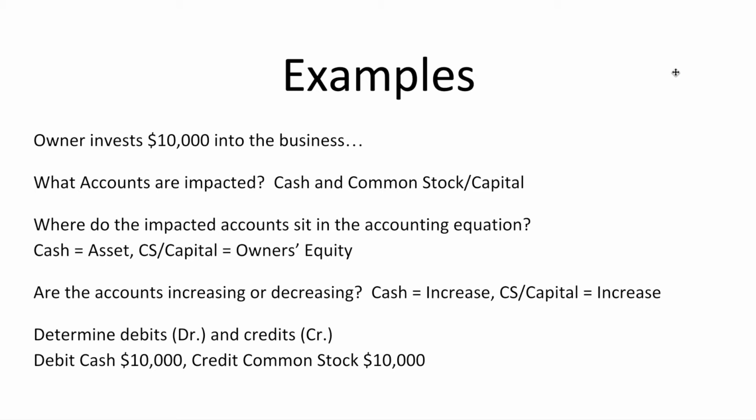So cash is on the left, that is, it's an asset, so it increases on the left with a debit. And the capital account is on the right, and so it increases with a credit. And so you can see here the appropriate response for this transaction would be to debit cash $10,000 and then to credit common stock $10,000. But if you follow that process of, what are the accounts? Where do the accounts sit in the equation?